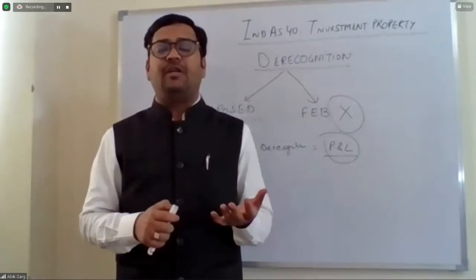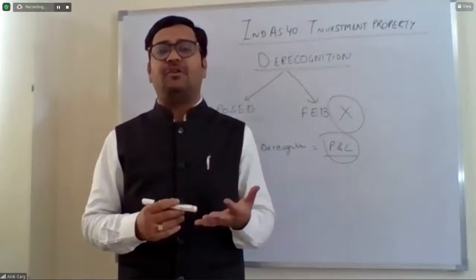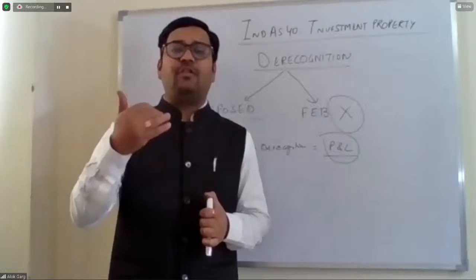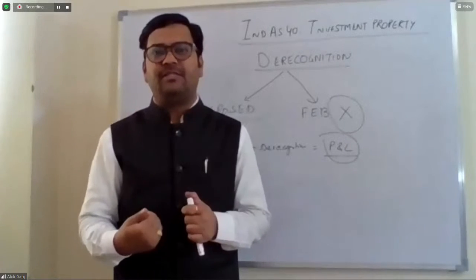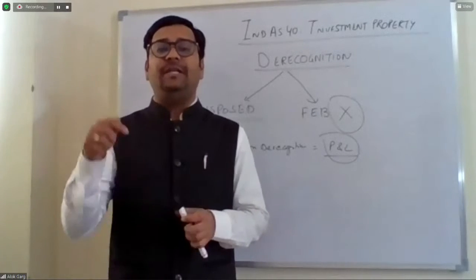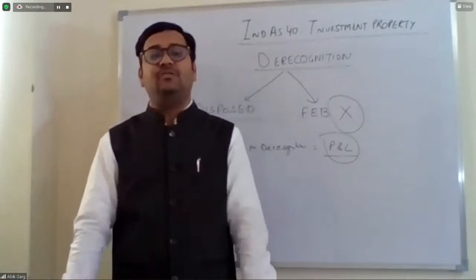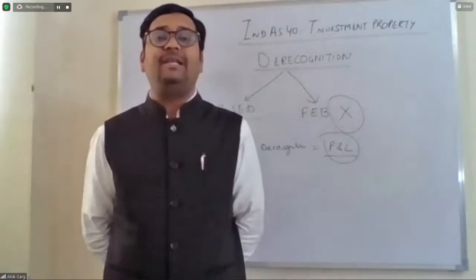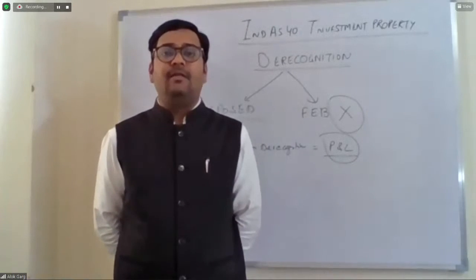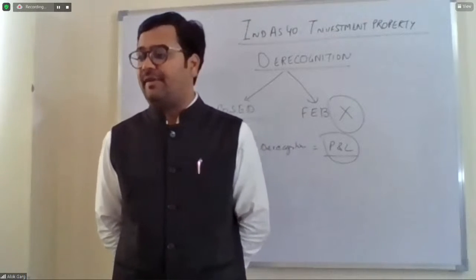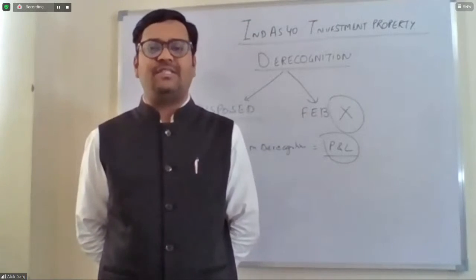Then you need to see recognition criteria. So recognition criteria is future economic benefit and cost can be measured reliably. And then it has to be same for the initial recognition and subsequent recognition. Then you need to see that initially it has to be measured at cost. Cost includes purchase price plus non-refundable taxes plus directly attributable cost. Then we discussed the concept of deferred payment credit, concept of exchange of asset. So we have discussed all this stuff.